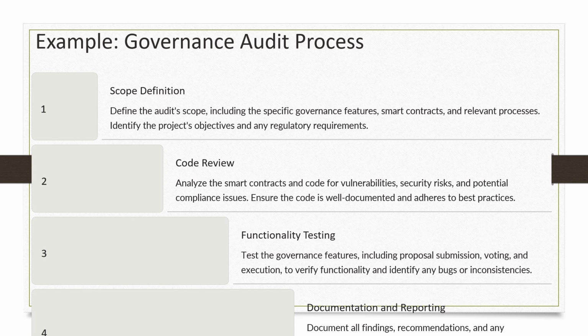So this is the example of the governance audit process. First is the scope definition, then the code review, the functionality testing, and documentation and reporting.